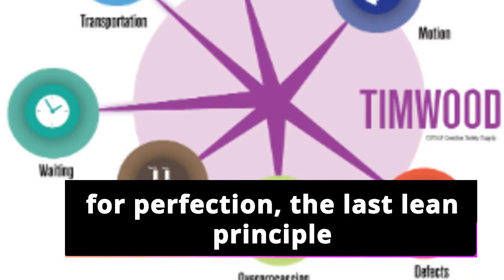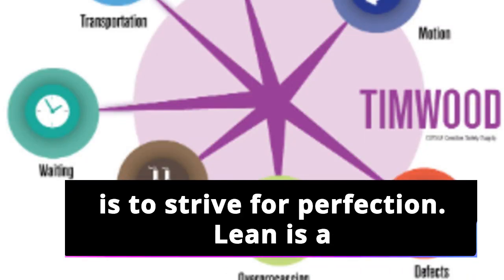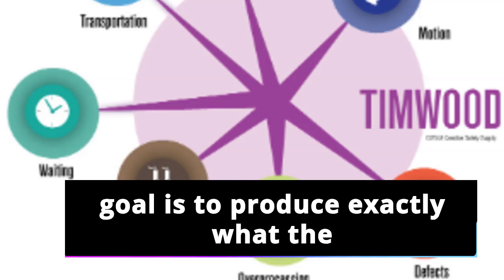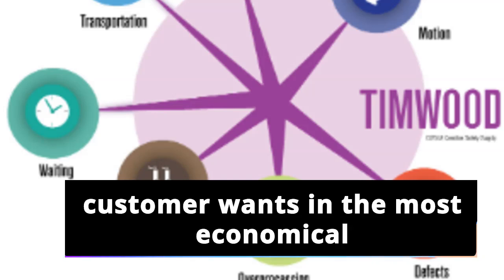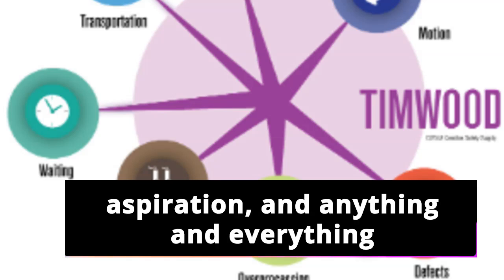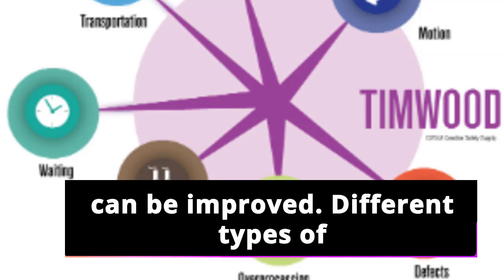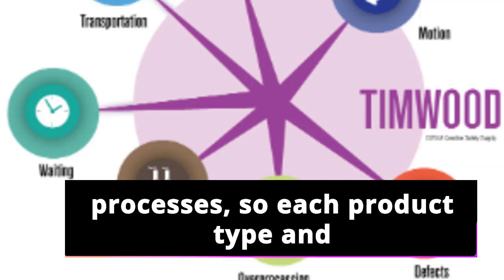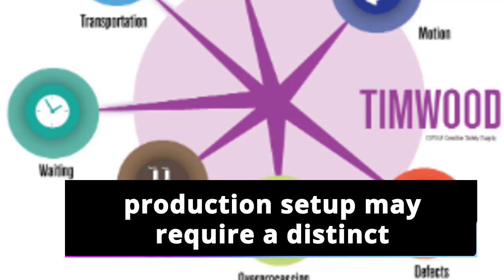Striving for perfection, the last lean principle, is to strive for perfection. Lean is a journey of continuous improvement. The goal is to produce exactly what the customer wants in the most economical manner. Perfection is an aspiration, and anything and everything can be improved. Different types of products call for unique manufacturing processes, so each product type and production setup may require a distinct order type.